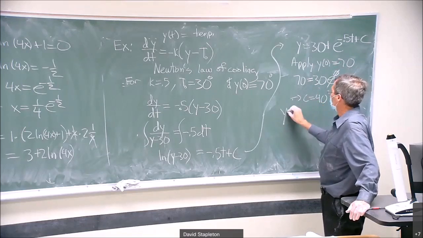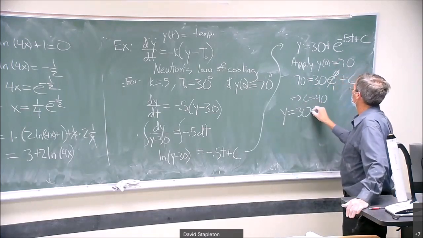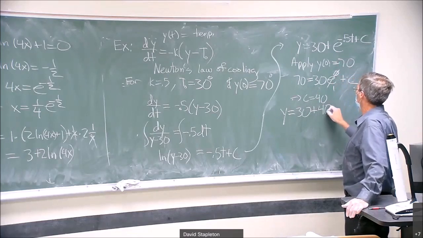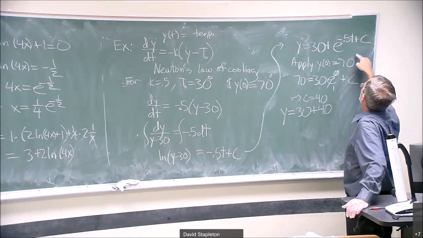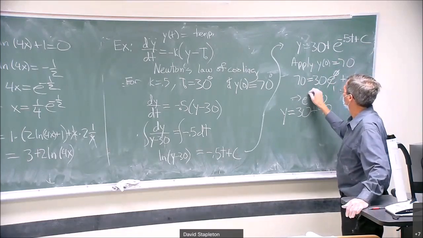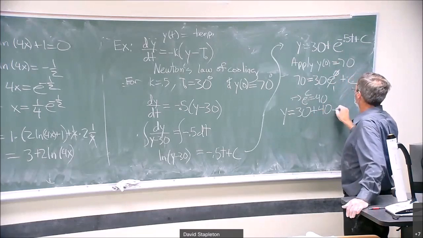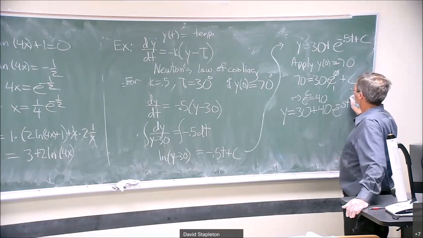And we have the unique solution for this cooling problem: the temperature is 30 degrees plus 40 e to the minus 0.5 t, since e to the c is 40. I should have put that. There it is. There's the unique solution.